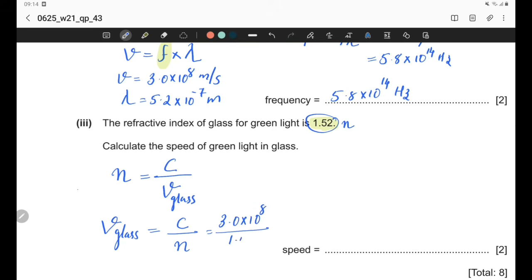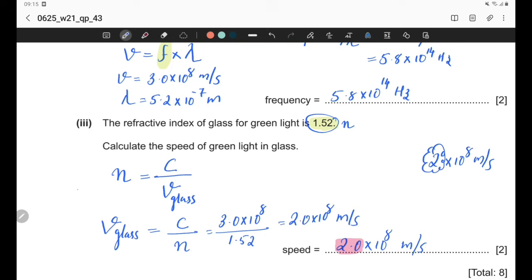Our refractive index is already given, that is 1.52, and the answer is 2 times 10 to the power 8 meter per second. So we can write 2 times 10 to the power 8 meter per second, and you have to be careful while writing the answer. You should write 2.0, then only it will be in two significant figures. If you are writing the answer like 2 times 10 to the power 8 meter per second, you won't get 1 mark for the answer, because 2 must be written in two significant figures. So you should always write 2.0. That is very, very important.